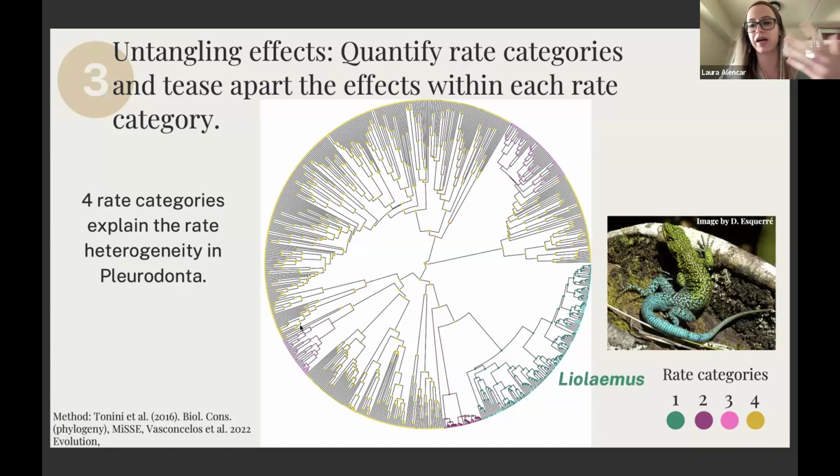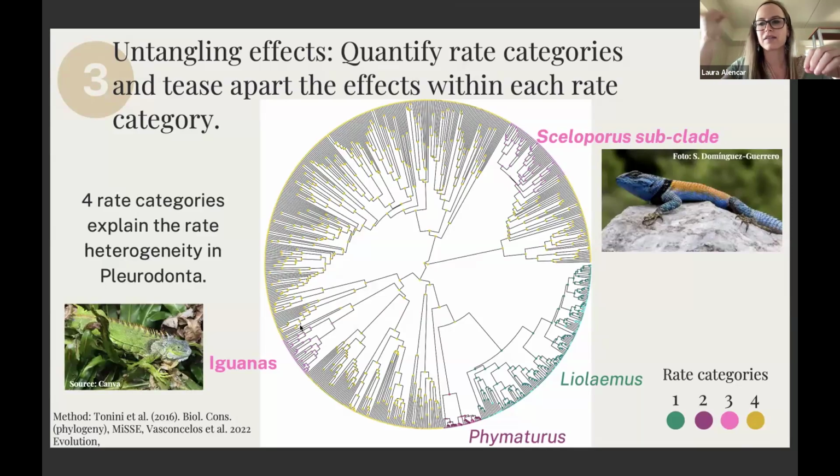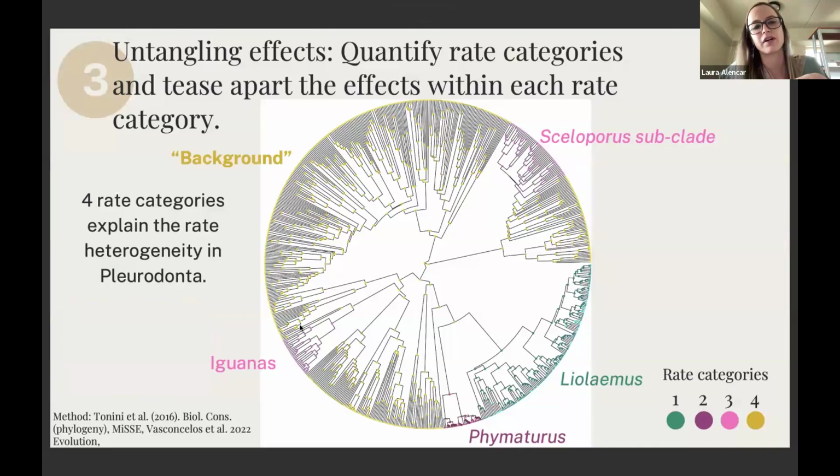The first one comprises all the species of Liolaemus, that predominantly Andean genus that I mentioned at the beginning of the talk. The other one comprises Phymaturus, which is also predominantly Andean, and together with Liolaemus and a few more species comprises the family Liolaemidae. The third category combines a Sceloporus subclade and the iguanas. And finally, the fourth category comprises the remaining lineages, and is what we call the background category.